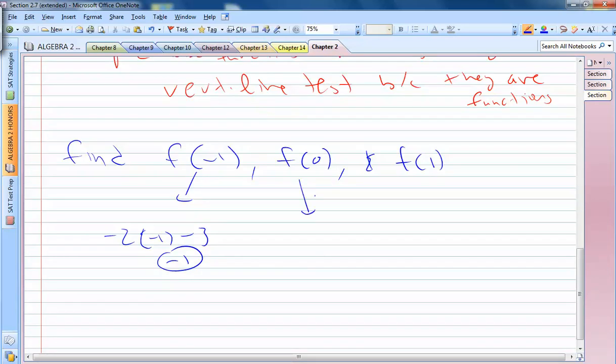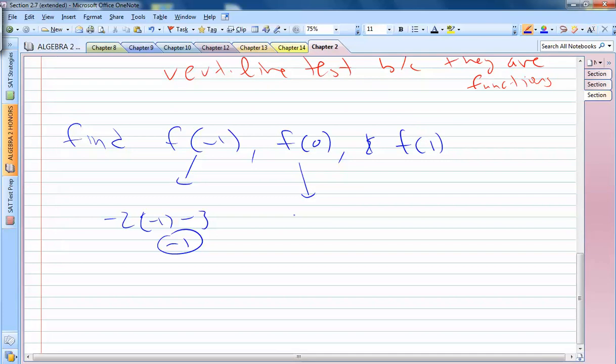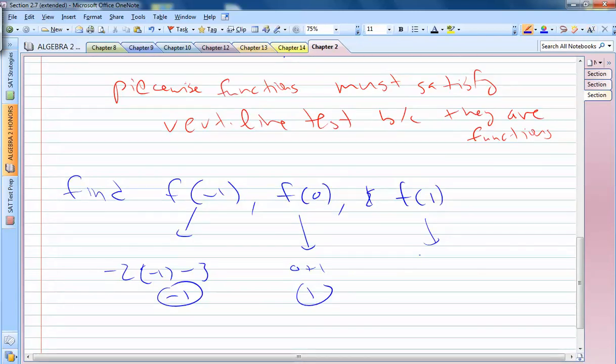F of 0, now I'm going to use the first one because you want x equal to 0, and notice how we have the equal sign right there. So that would be 0 plus 1, which is 1. And for f of 1, I'm still going to use the first one because 1 is greater than 0. So 1 plus 1, which is 2.